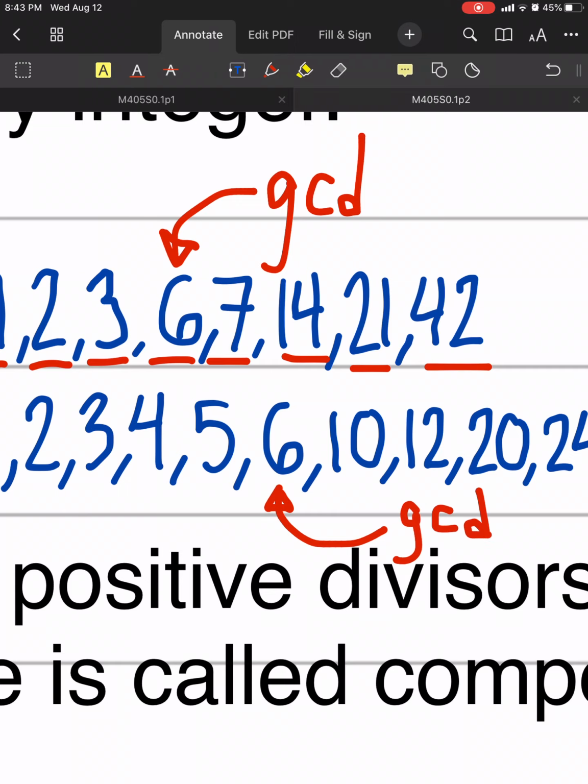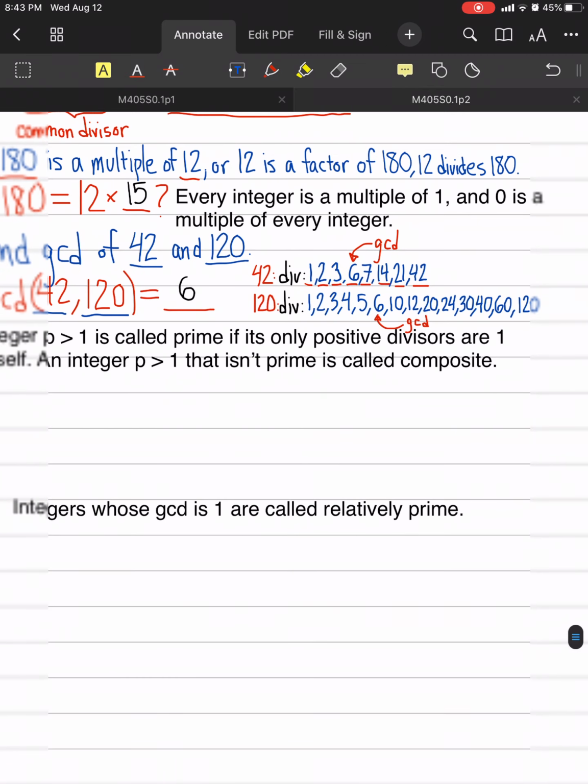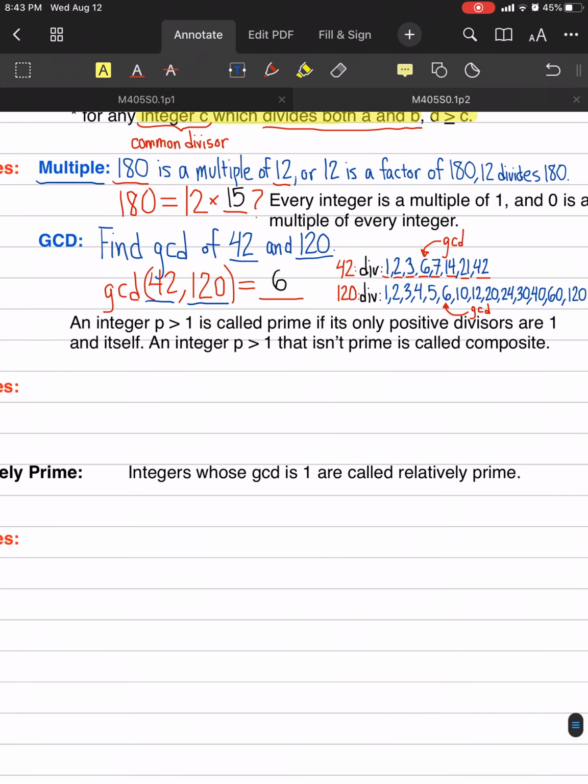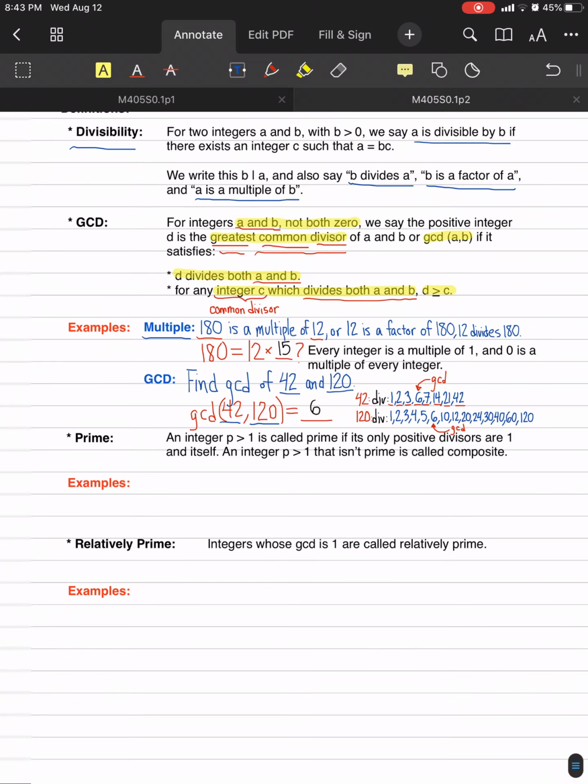Okay, and that's all there is to it. You don't have to do this out with a list. If the numbers are small enough, you can do them in your head. And if you can't do them in your head, the algorithm we're going to get to next time is the way you do it. Okay, so that's our next example.